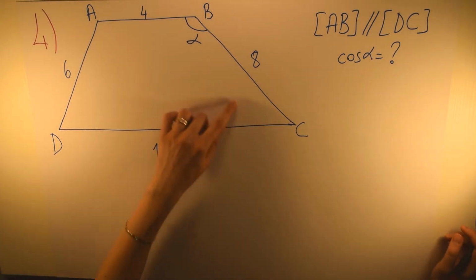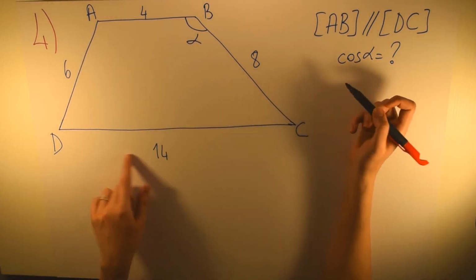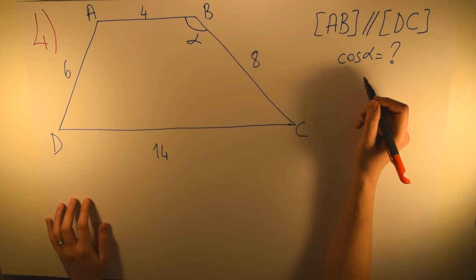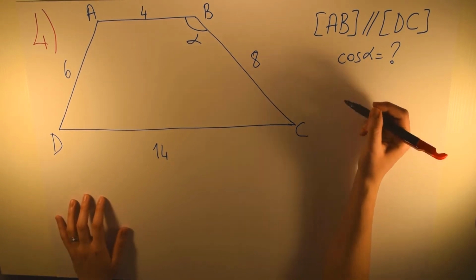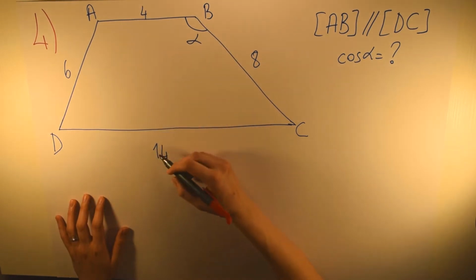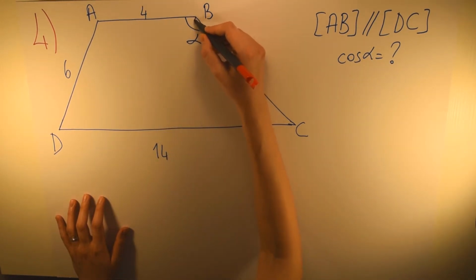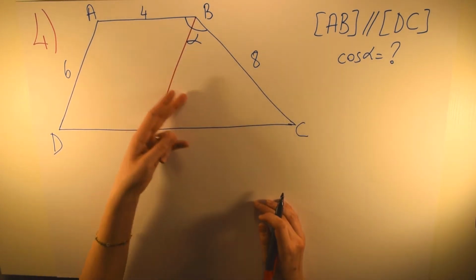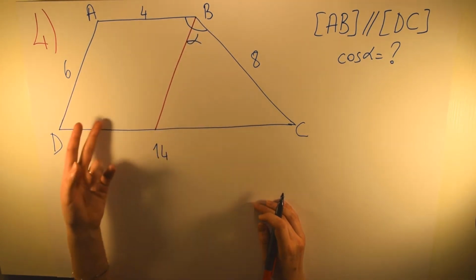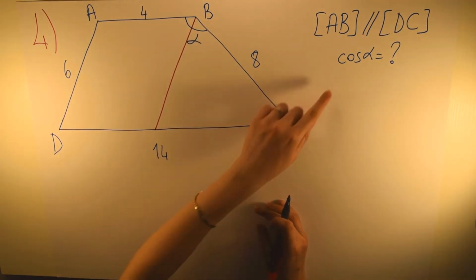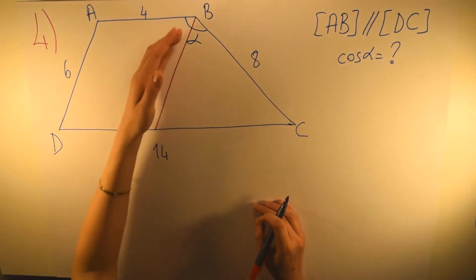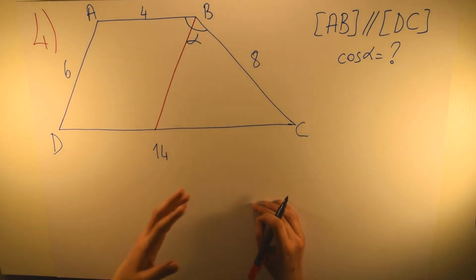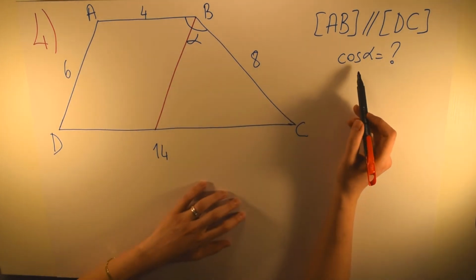Here we have our trapezoid, and it says AB is parallel to DC, and cosine alpha is asked. In this kind of question, it's better to start by drawing another parallel line here. Let's do that. As you can see, to find cosine alpha, I need a right triangle, right? But here there is no triangle. So let's draw this parallel line, and we will have one triangle here, and then we will see if we can find another right triangle to find the value of cosine alpha.